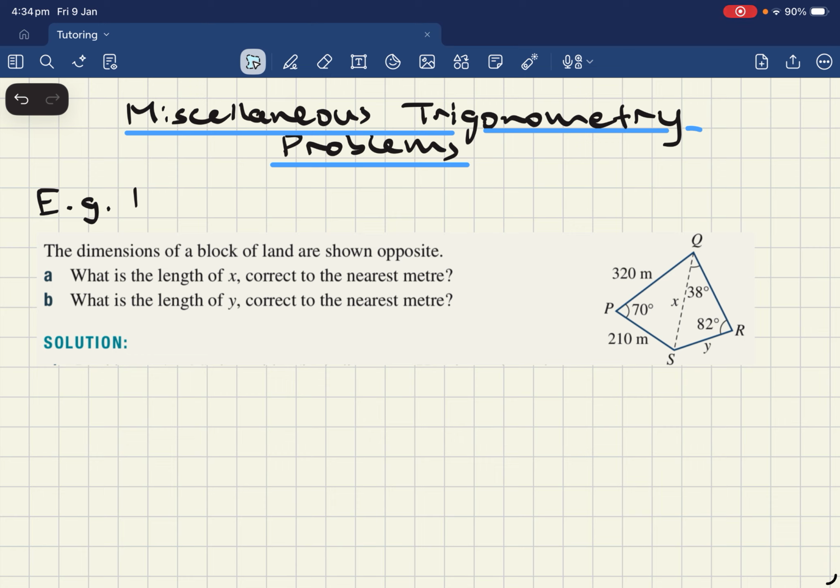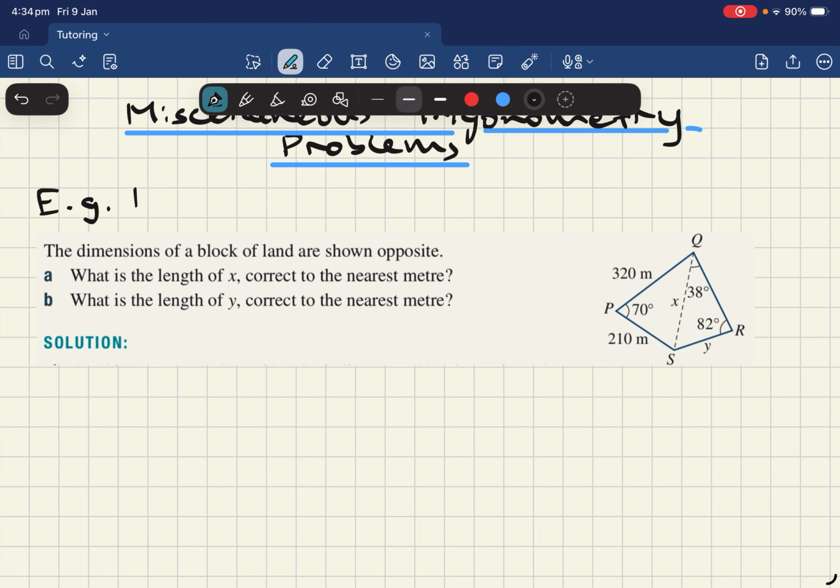Now, in example one, we have a block of land here, and we're trying to find first the length of x. If you look at this block of land, it's a quadrilateral, it's four sides, but we can split this into two smaller triangles and try to identify a way to apply what we've currently done and what we've learnt.